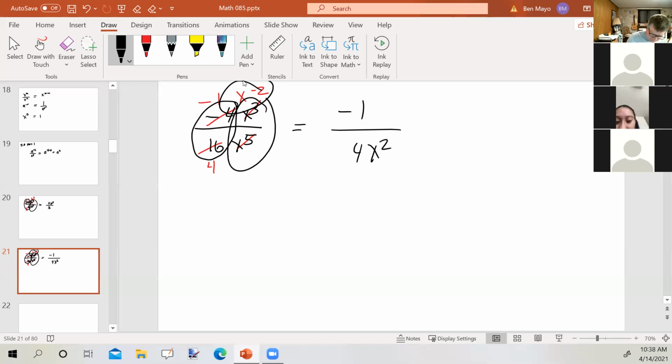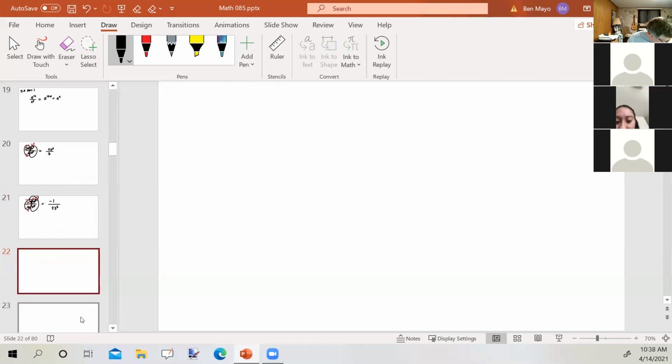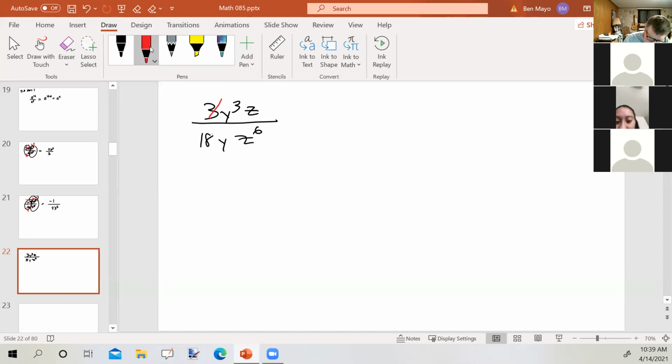All righty. Let's take a look at this example. 3y cubed z divided by 18y z to the 6th power. 3 over 18 reduces to 1 over 6. Y cubed over y to the 1st power becomes y squared over 1. And z over z to the 6th becomes z to the 1 minus 6, or z to the negative 5 power over 1.